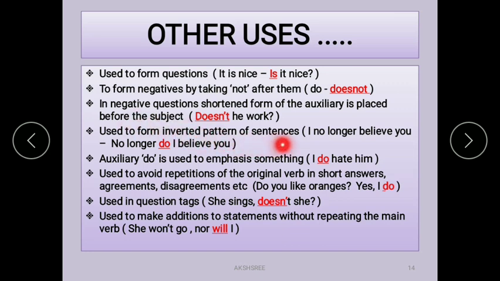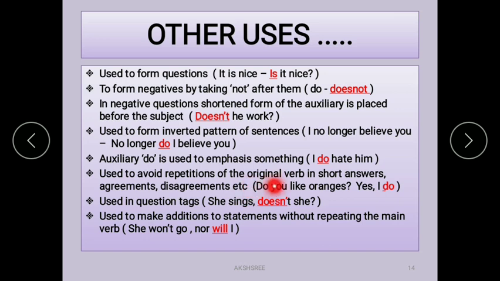Auxiliaries are used to form inverted patterns of sentences. I no longer believe you. The inverted pattern is: no longer do I believe you. Here this sentence is inverted, so when we invert the sentence, the auxiliary do is used. Auxiliary do is also used to emphasize something. When we have to give importance or emphasis to something, we will say, I do hate him. Here, do.